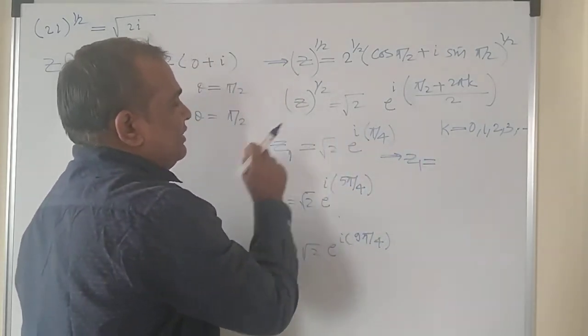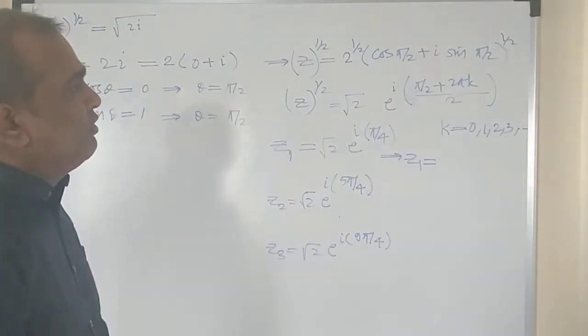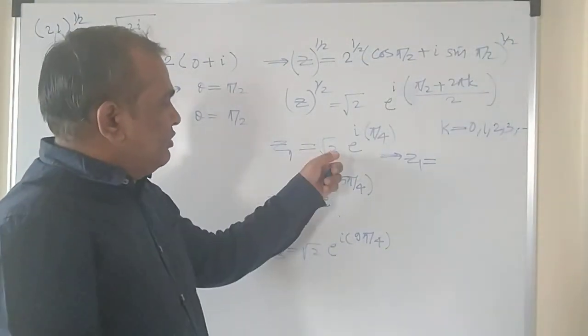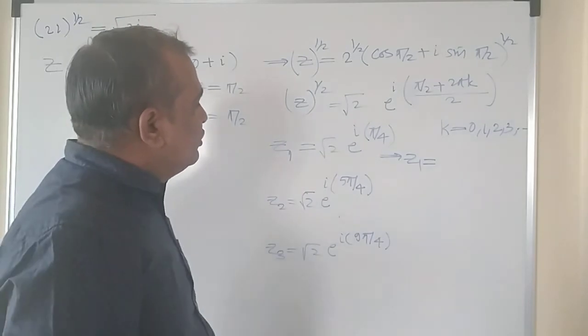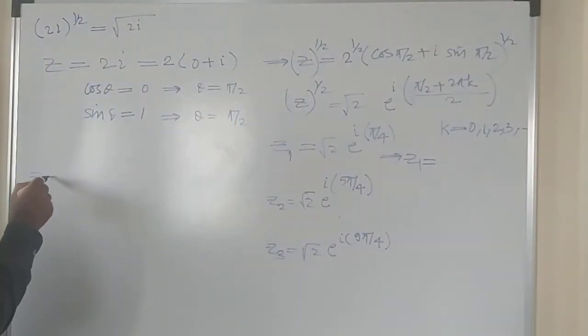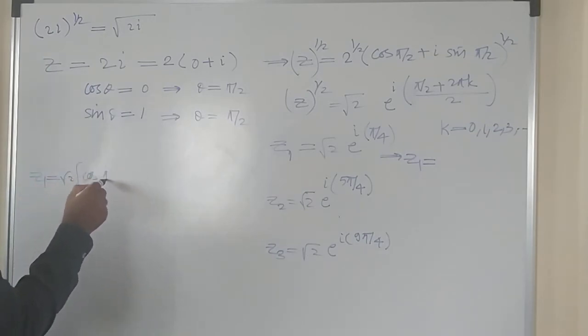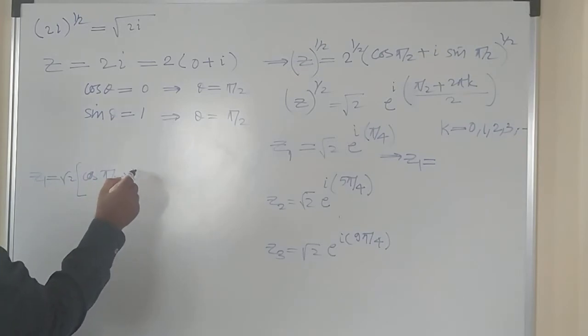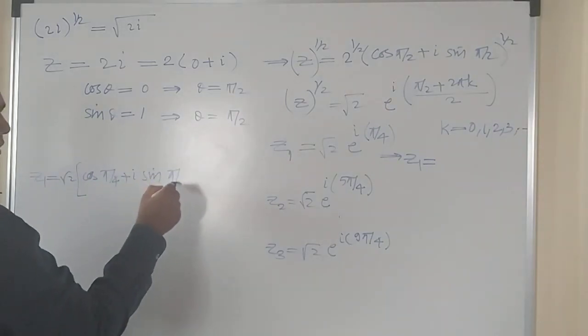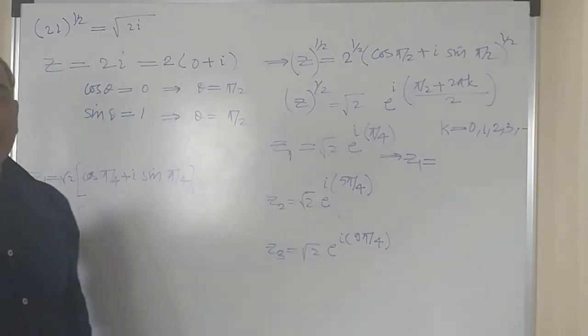Now you can simplify this by rewriting it again in the form of cos of pi by 4 plus I times sine of pi by 4. So this can be written as root 2. I will do it here and then write there. So your Z1 will become root 2 into bracket cos of pi by 4 plus I times sine of pi by 4. Right? So this will become root 2 into cos pi by 4 means how much?